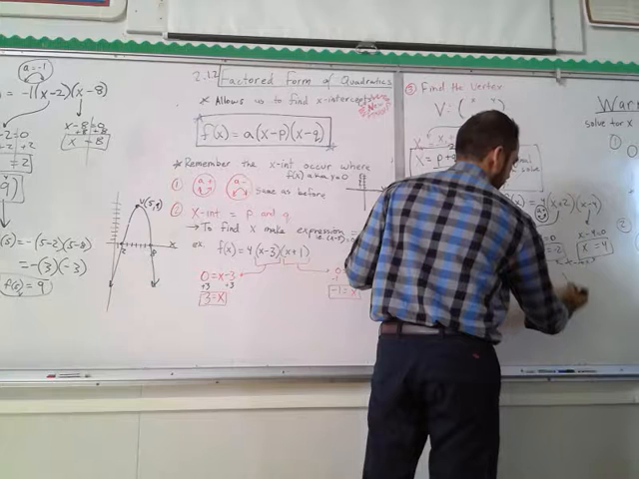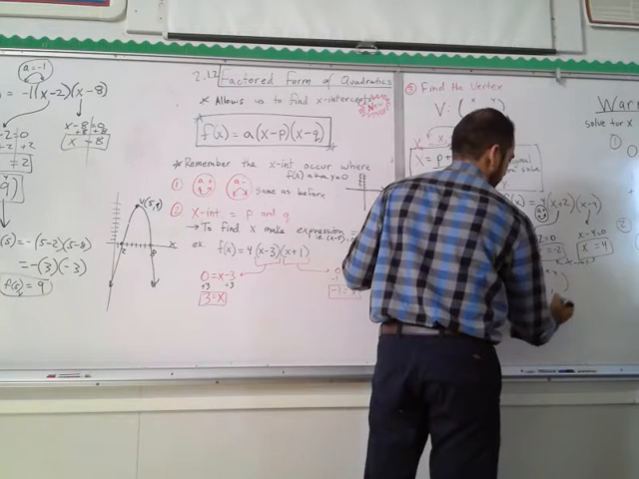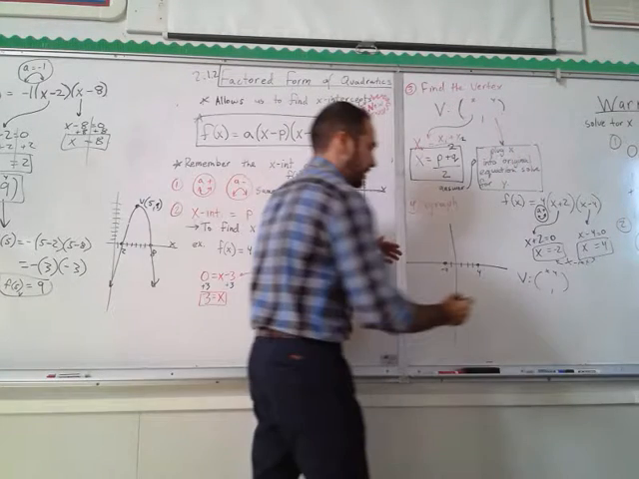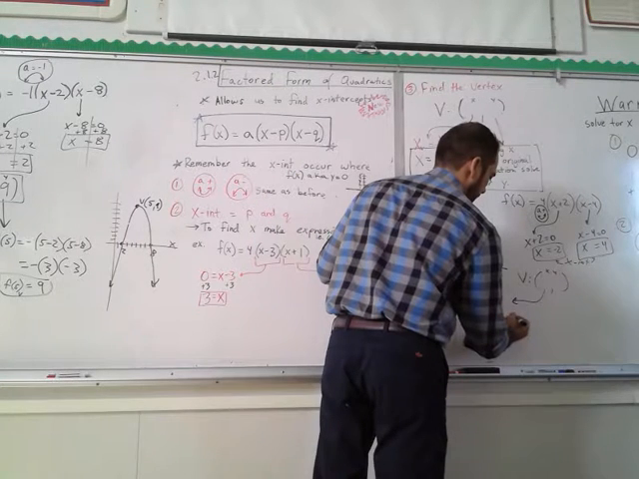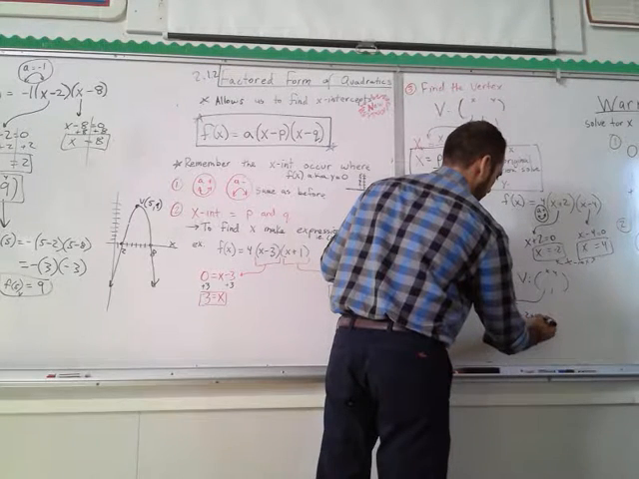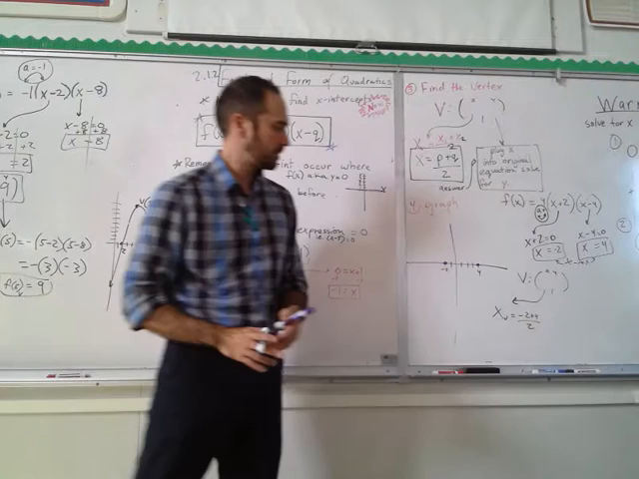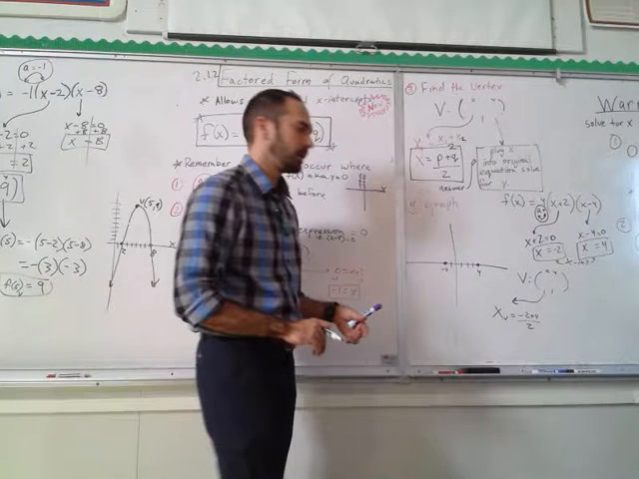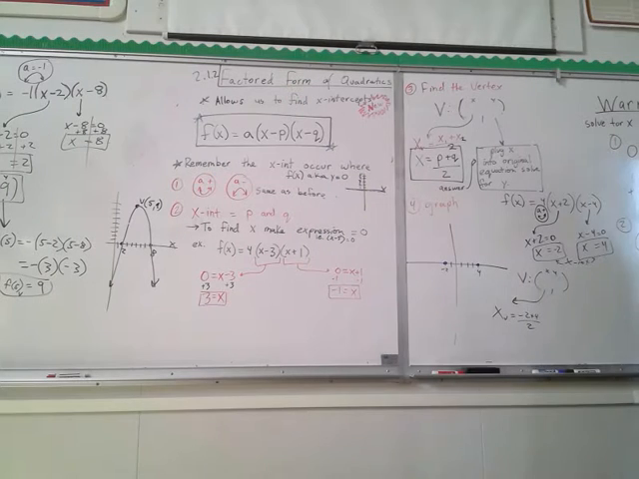So the vertex is x and y, remember. I'm going to do the x part first. It's going to be -2 plus 4 divided by 2. -2 plus 4 is +2. Divide by 2, you get 1. Now I'm this close to being done. I found the x value for my vertex. Now I have to find my y.